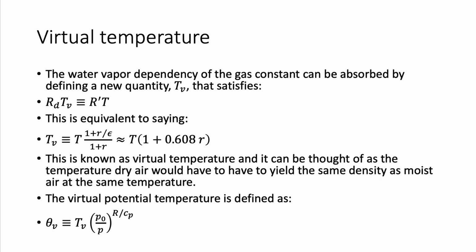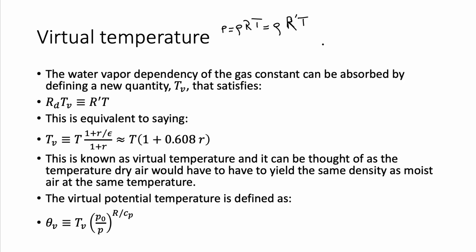Okay, now I want to introduce you to a new friend of ours that is called virtual temperature. Well, okay, why do we need virtual temperature? Because when we write the ideal gas law, P equals rho RT, now things are going to be complicated, right? Because now we have a gas that is composed of different things. So this would be R prime times T.